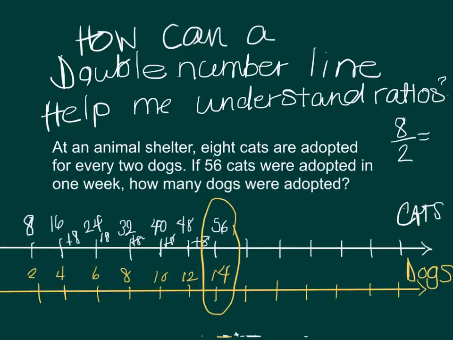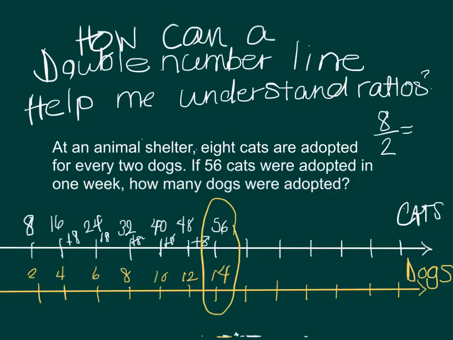let me just move this over just a touch so you can see it better. So if 56 cats are adopted, remember this is our cats here. Cats. And we're doing dogs in yellow. Dogs. So I'll say equals 56. And then in place of dogs over here on the right hand side of the equal sign, I will put just a question mark. That is what I have to find.